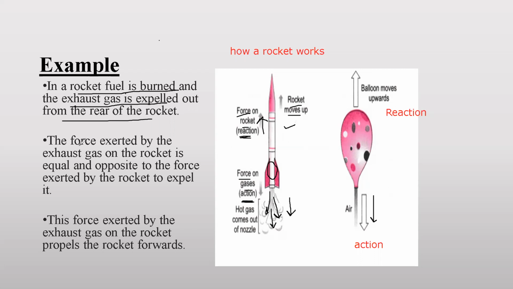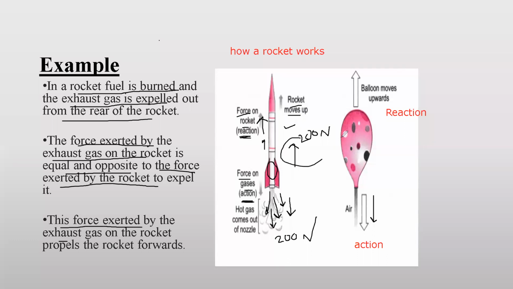of the rocket. Then the force exerted by the exhaust gas on the rocket, meaning the reaction, is equal and opposite to the force exerted by the rocket to expel it. Means whatever force was applied on the gas to expel it, the same amount of force is applied on the rocket. Suppose the gas experiences, say, 200 Newton, then the whole body of the rocket will also experience a force of 200 Newton. And because of this force, the rocket starts moving upward. This reaction force on the rocket propels the rocket forward, and this is how the rocket works.